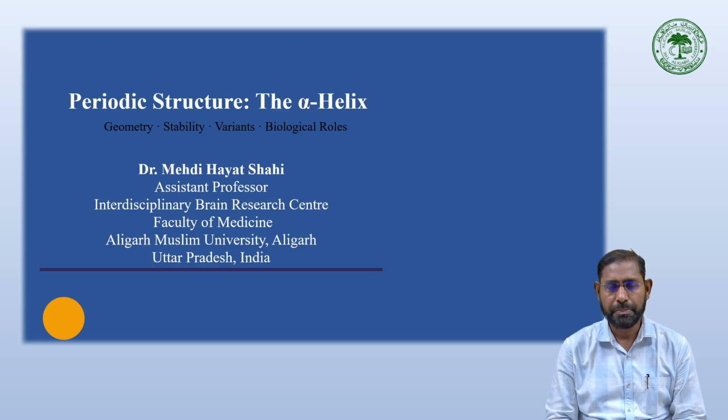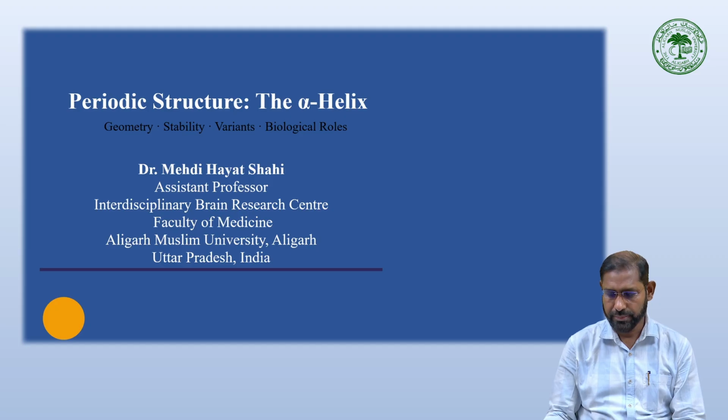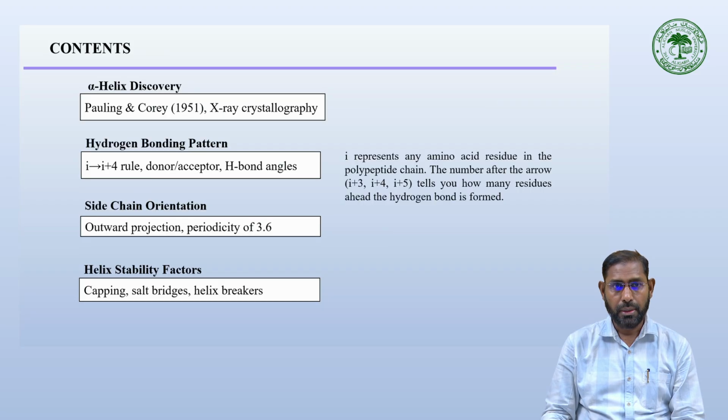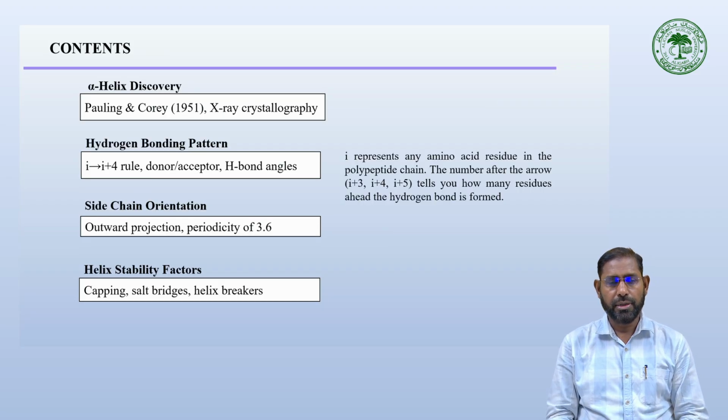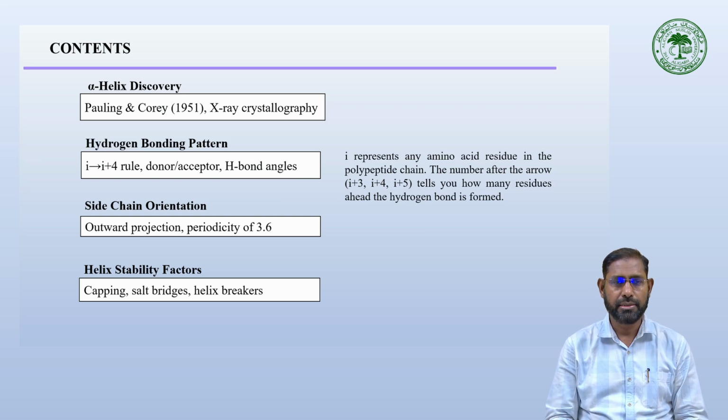In this lecture, I'm talking about the geometry of the alpha helix, how it gains stability and its variants, and also the biological roles of the alpha helix in the system. The content of my talk today begins with the alpha helix discovery, which was by Pauling and Corey in 1951 with the help of X-ray crystallography.